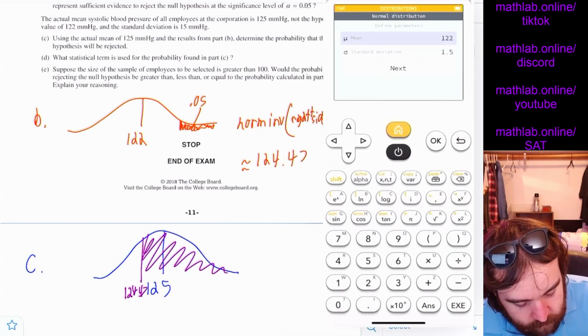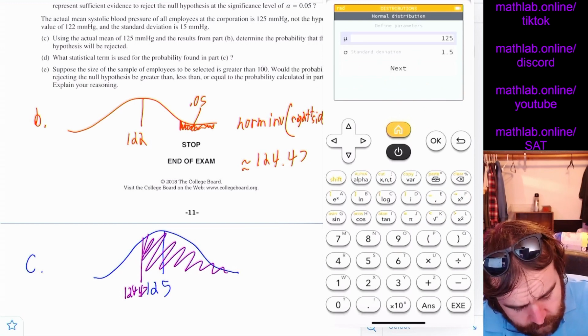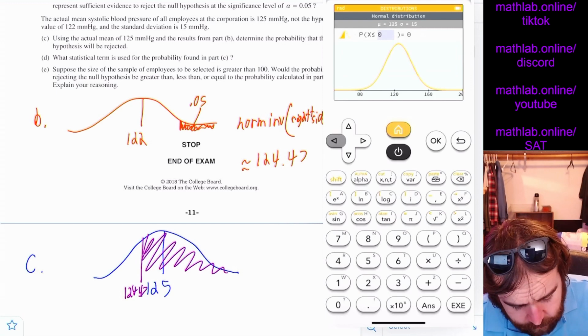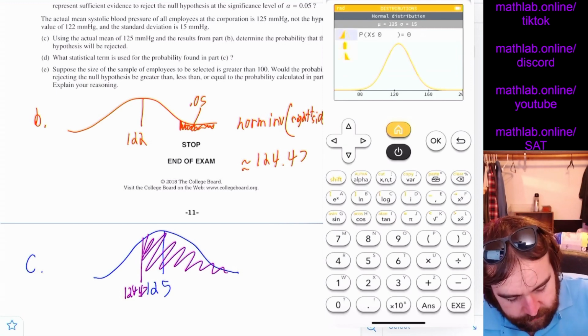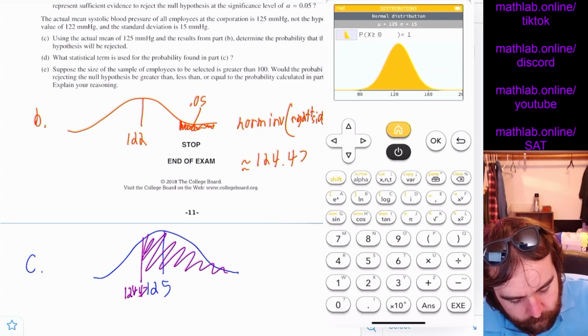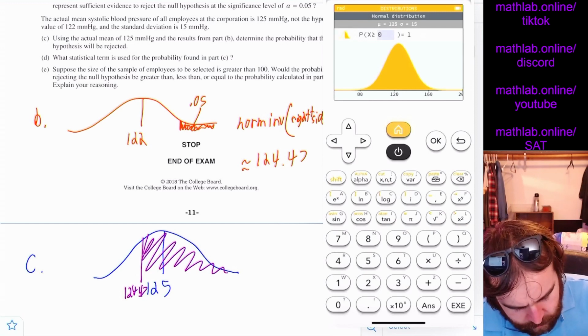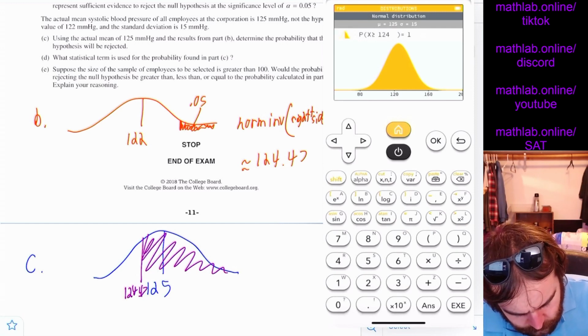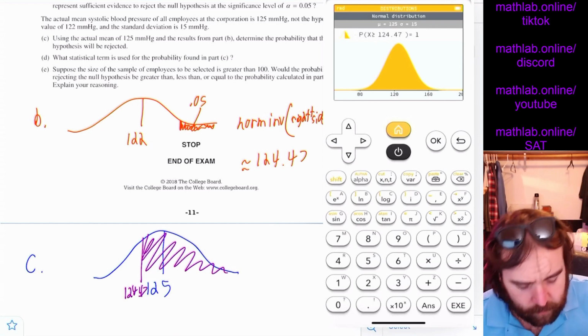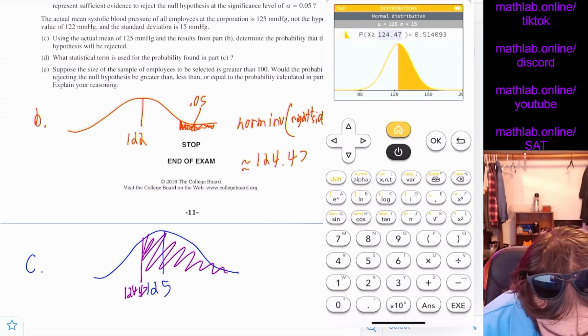I don't really need to show too much work here. So we're saying we got a different mean, we got a different standard deviation, and then we're going to come in and we want the top half, and we want it to start at 124.47. And that should be a little more than half, 0.51.